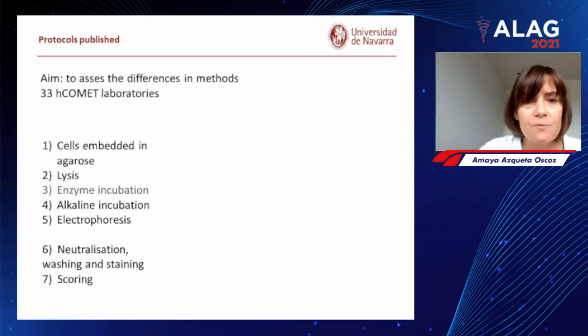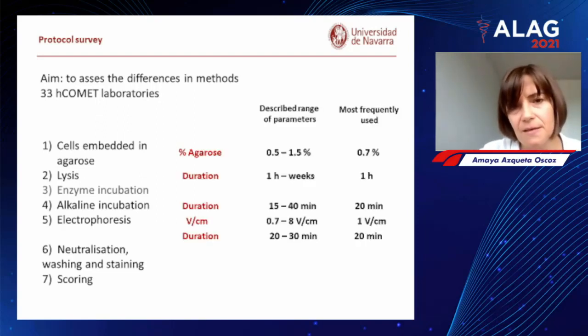So in view of these results, we decided to do a survey in the hCOMET to assess the differences in methods. 33 hCOMET laboratories participated in this survey, and here I'm going to show you some of the results. The range of the percentage of agarose used was from 0.5 to 1.5, being 0.7 the most used.